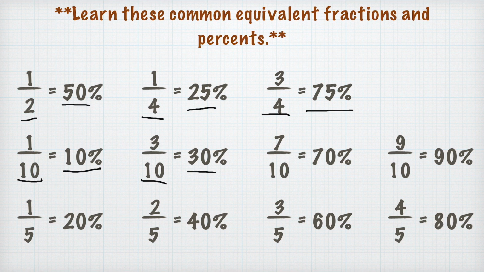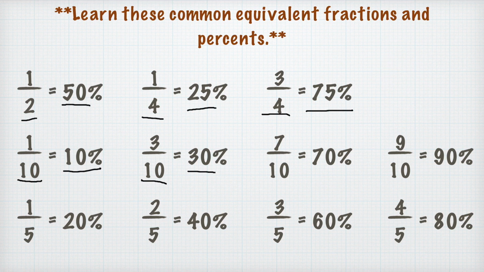3/10 equals 30%. Any number over 10 is going to be that percent, so that's something easy to remember. If you have 7 over 10, you have 70%. If you have 4 over 10, you have 40%. That's just something to keep in mind: any number over 10 is going to be the percentage.